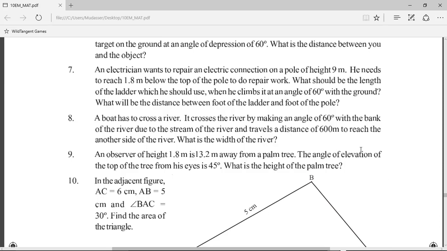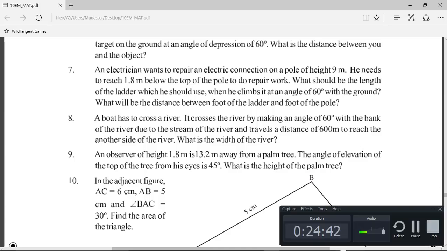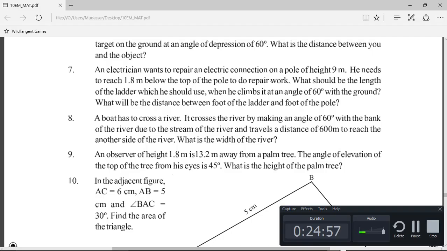Okay, so the seventh question says, an electrician wants to repair an electric connection on a pole of height 9 meters. So we'll draw a pole of height 9 meters. Again, as I told you, for problem solving we usually take the pole as linear, as a straight line. So this is my pole, which is 9 meters. He needs to reach 1.8 meters below the top of the pole to do repair work.